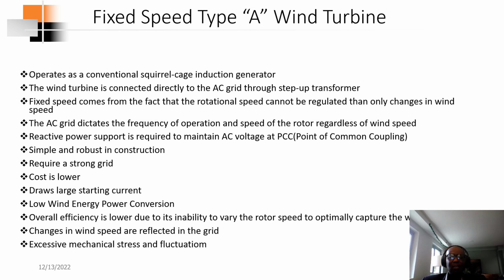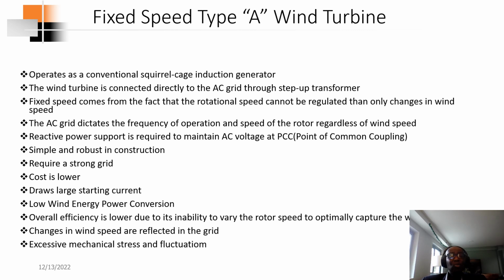Type A has been in existence for a longer time. Actually, the evolution of the wind turbine started from that, and I'm pretty sure the different types of wind turbines, the vertical and the horizontal, also evolved from that. This one is just a conventional squirrel cage induction generator. The wind turbine is connected to the AC grid through a step-up transformer. For this one, the frequency of the grid is what dictates the speed of the wind turbine.